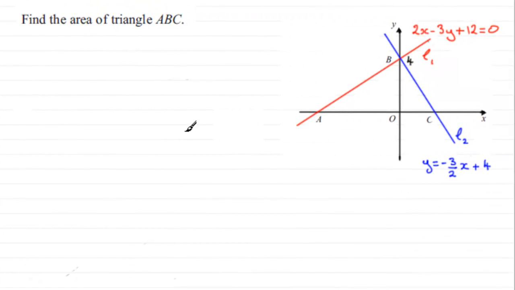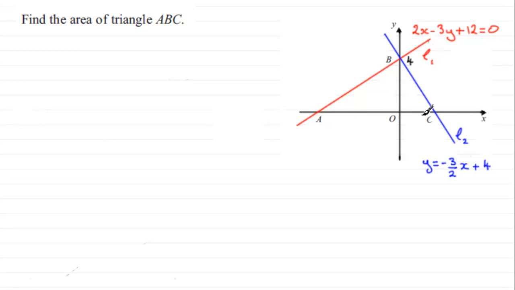Now in this part of the question, we've got to find the area of the triangle ABC, where we've got our lines L1 and L2 with their respective equations here and here. And we already established that the two lines L1 and L2 intersect at this point B, where the y-coordinate is 4. That is, when you substitute x equals 0 into either one of these equations, you get y equals 4.